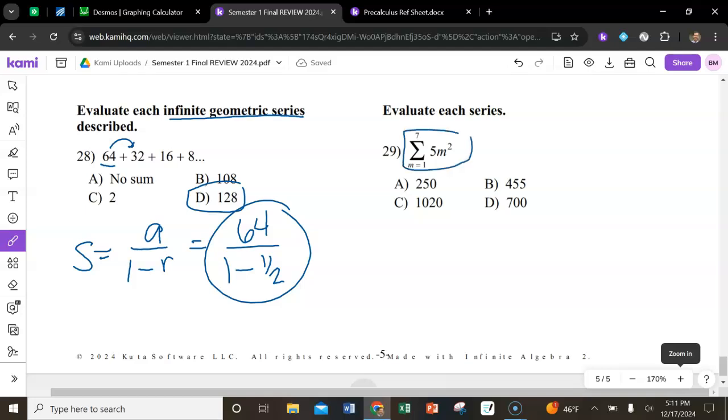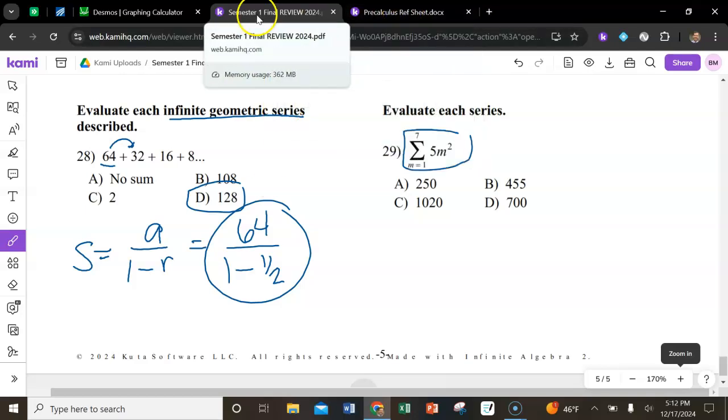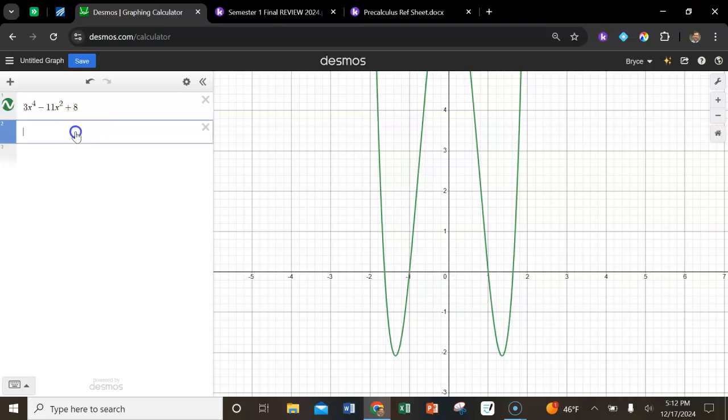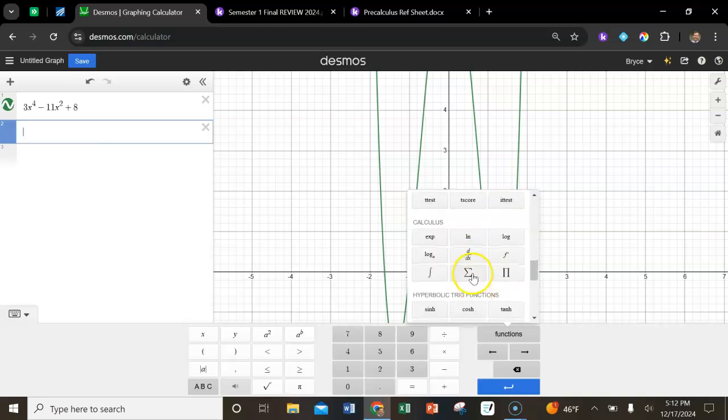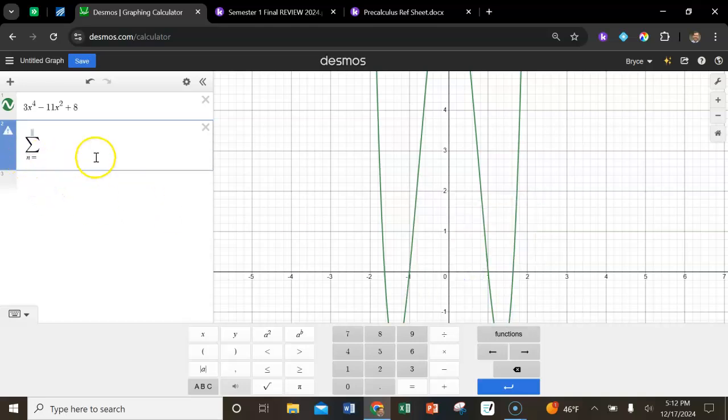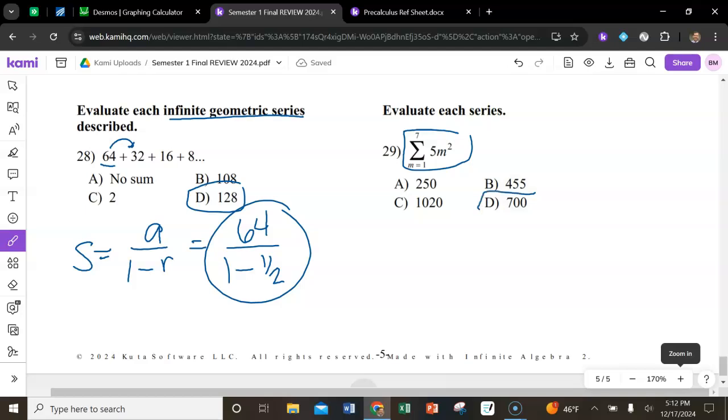On 29, you can do summation notation in Desmos if you go to the functions button and scroll down, you can find it. It does always use n, so you just have to change your variable to n, but this is from 1 to 7 and it's 5n squared, so that would be a sum of 700, which is D.